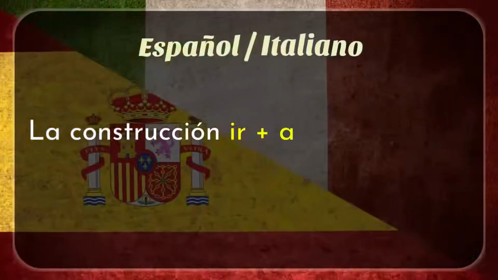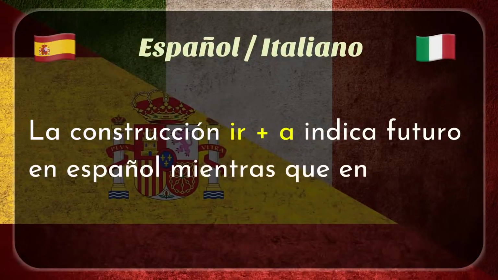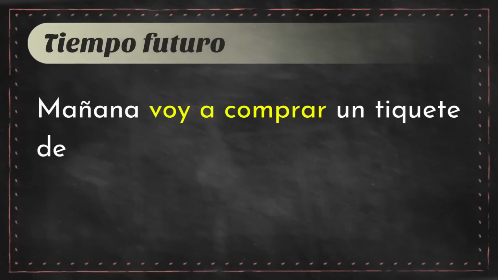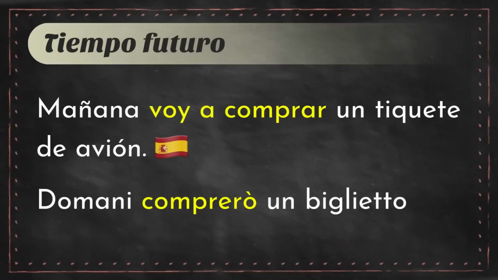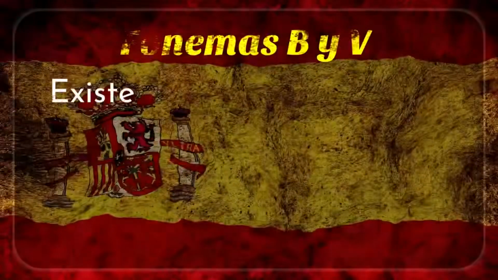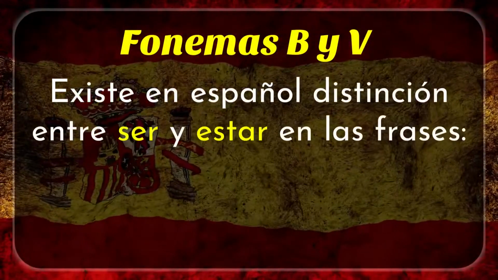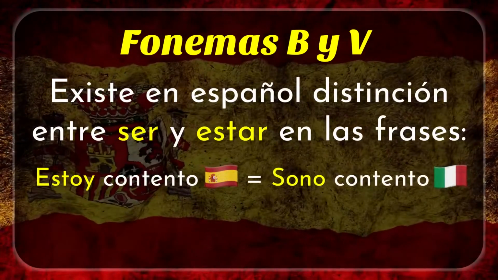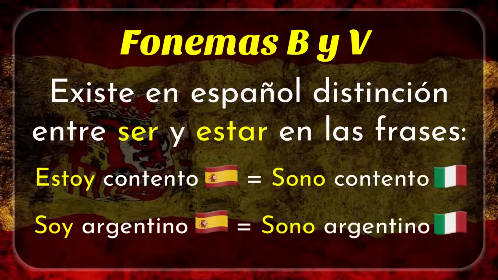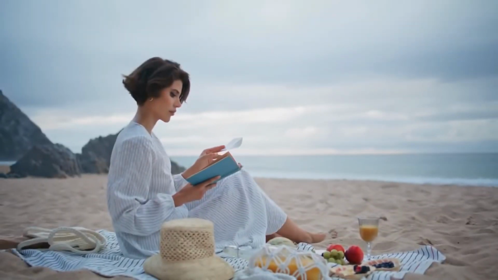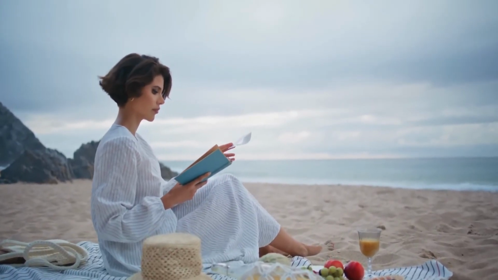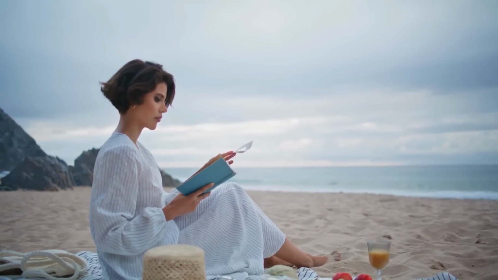The construction ir a indicates future in Spanish, while in Italian the simple future is used. Tomorrow I'm going to buy a plane ticket. Is there a difference between ser and essere in Spanish? I'm happy. I'm Argentinian. Ser is used for conditions that are unchanging over time, and estar is used when a temporary condition is established, among other cases.